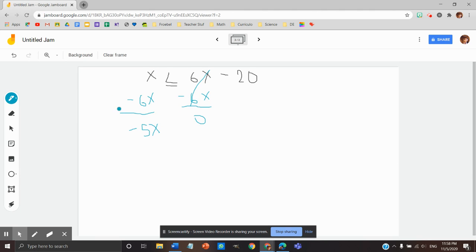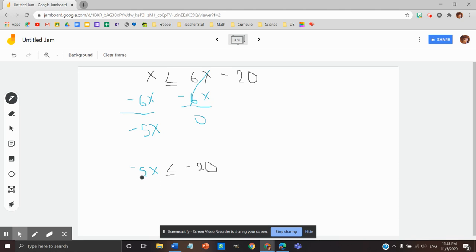So what am I left with? On my left side, I have negative 5x less or equal to negative 20. And again, my inequality sign stays the same because I did not multiply nor divide by a negative number. I only subtracted. That is what I'm left with, right?